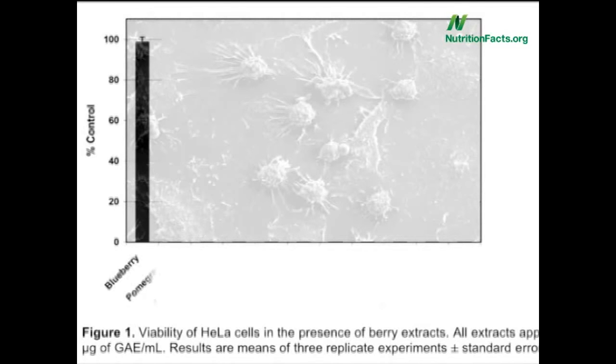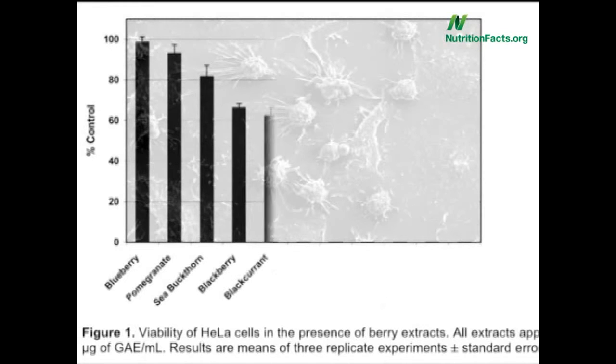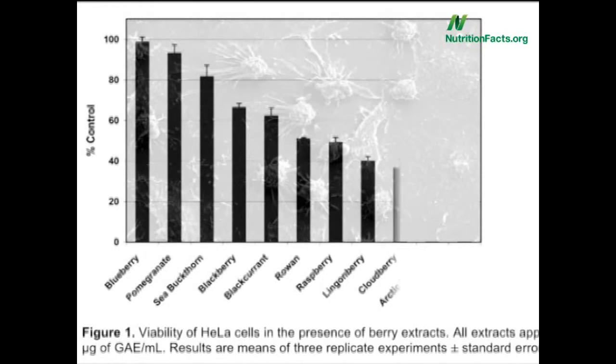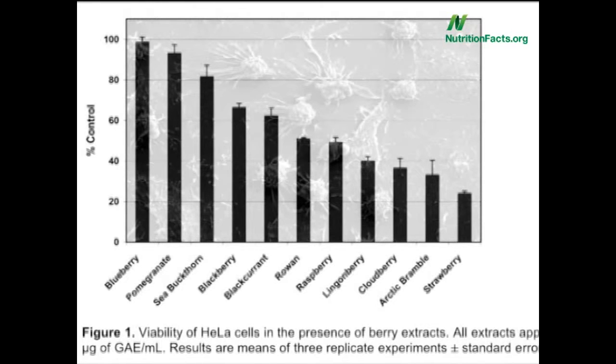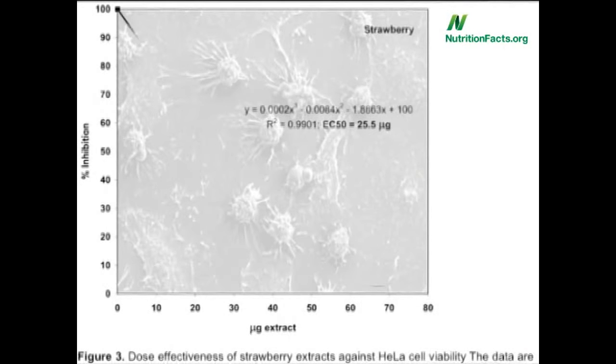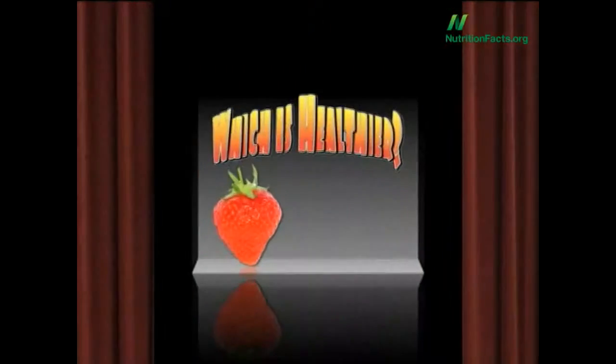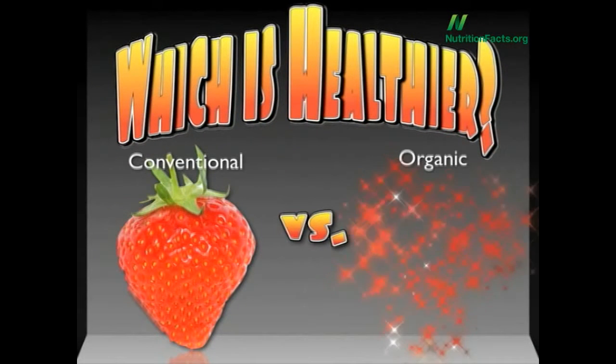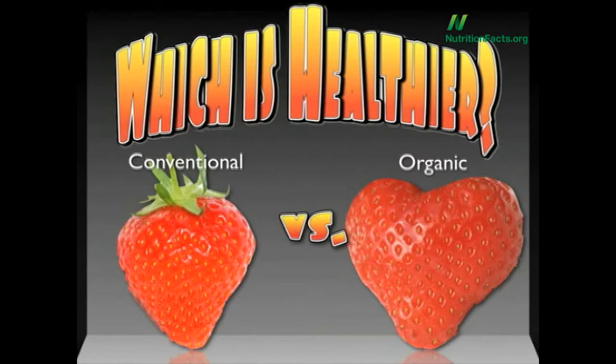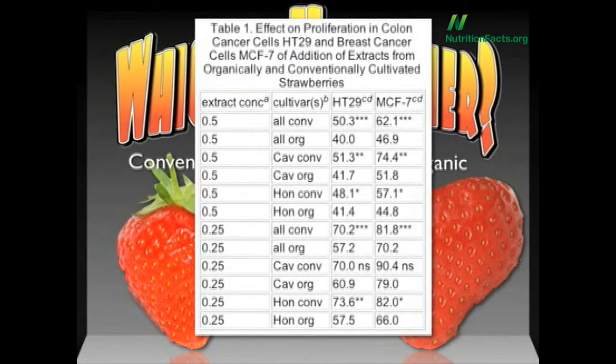But look what these other fruits can do. Raspberries cut the growth in half, and strawberries blocked cancer growth by almost 75%. And the higher the strawberry dose, the more the cancer is inhibited. But which works better? Conventional strawberries or organic strawberries? At every single concentration and at every single variety, organic beat out conventional. Remember, lower growth is better.